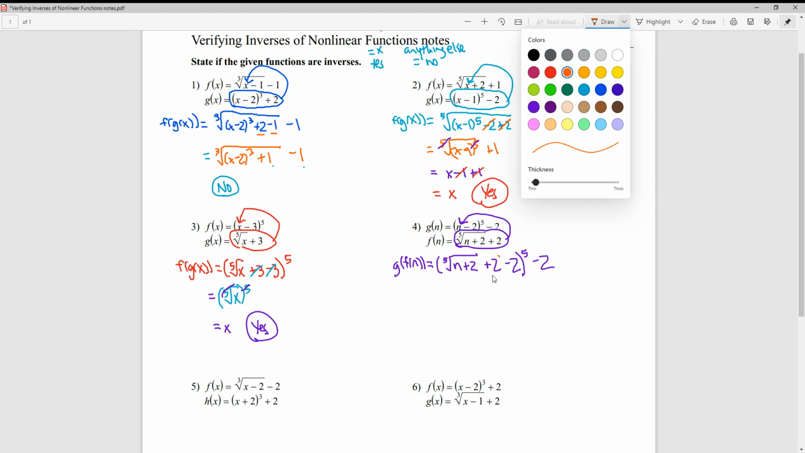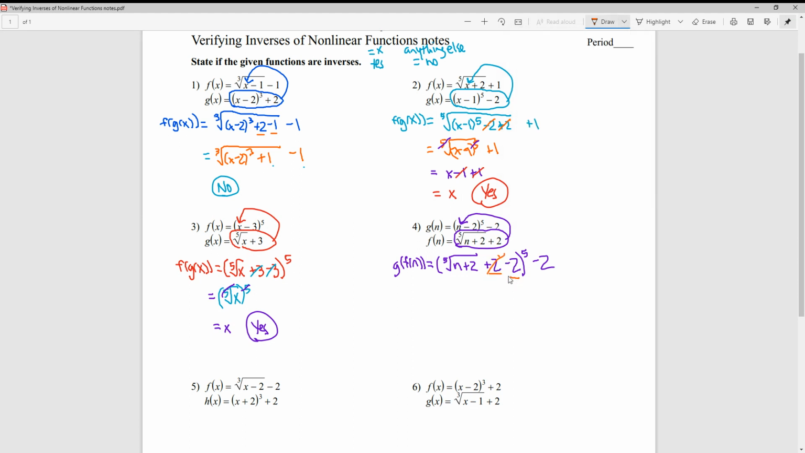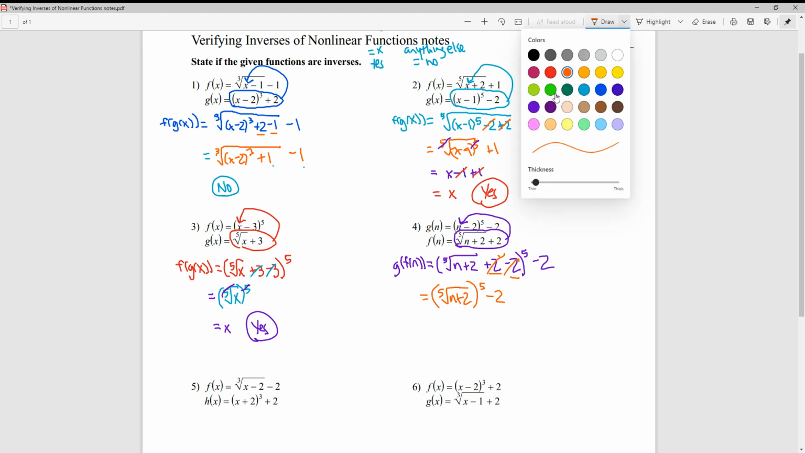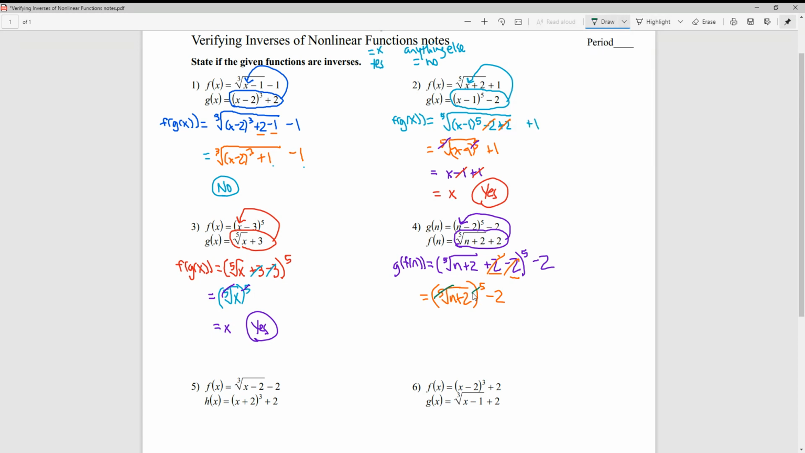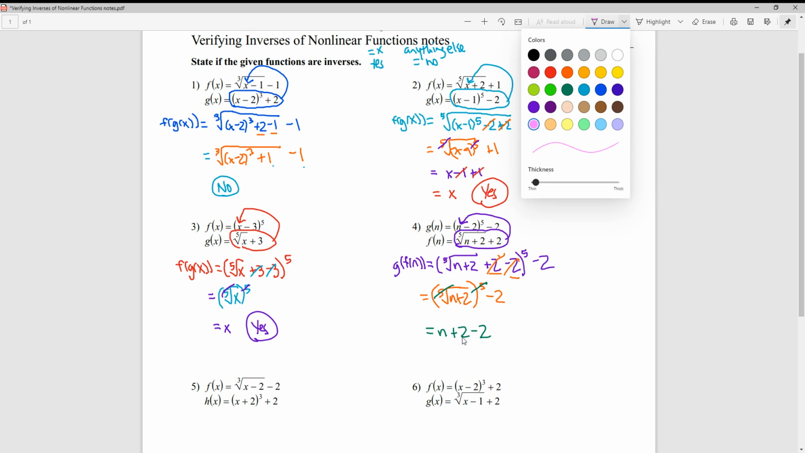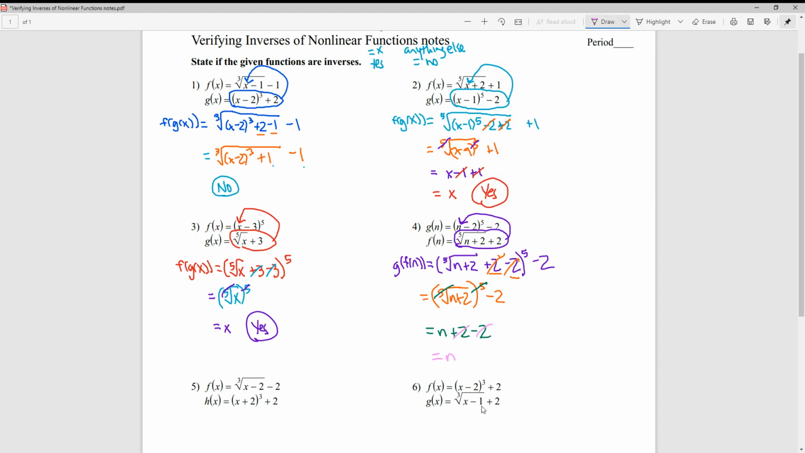Inside the parentheses, but outside of the root, this plus 2 and this minus 2 cancel each other out because they're opposites. I still have this fifth root of n plus 2 inside the parentheses, a fifth power on the outside, and a minus 2 on the outside. Fifth root and fifth power cancel each other out. And then last but not least, plus 2 and minus 2 cancel each other out because those are opposites. I get just n at the end, which is not x, but since we had n's instead of x, it's the same idea. So since everything cancels except for my variable, that means yes, those two starting equations are inverses of each other.